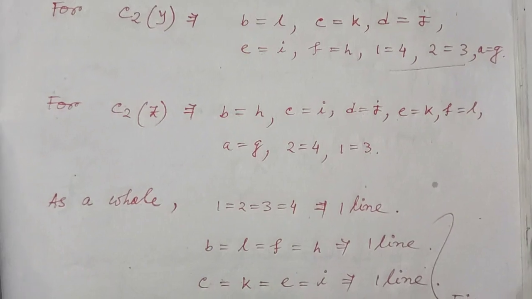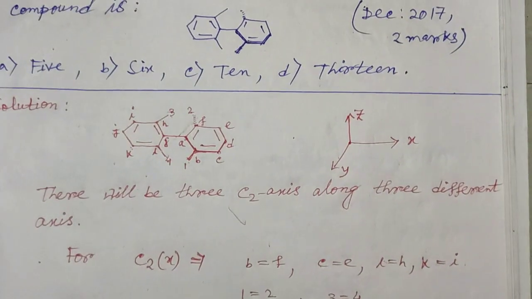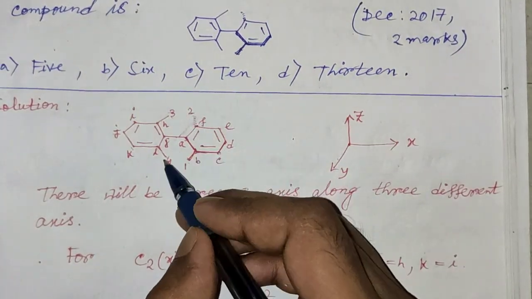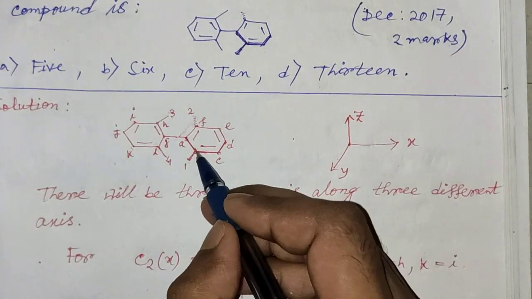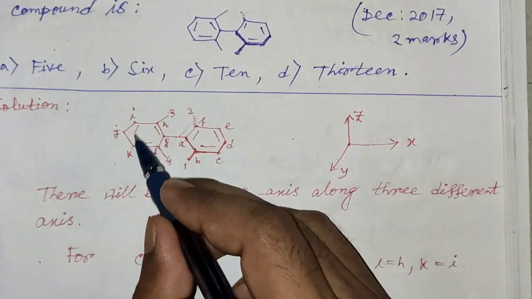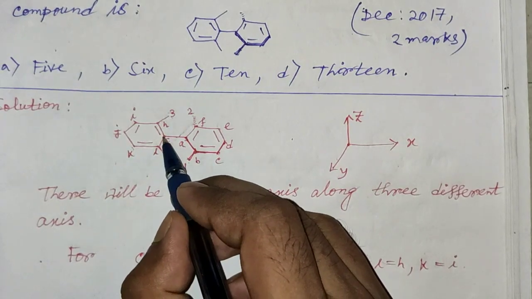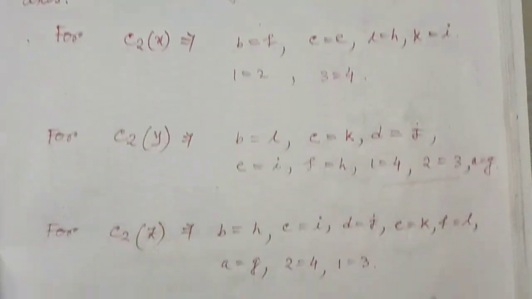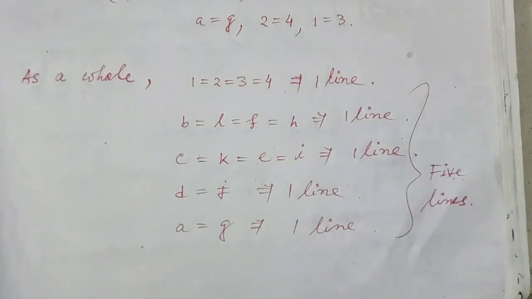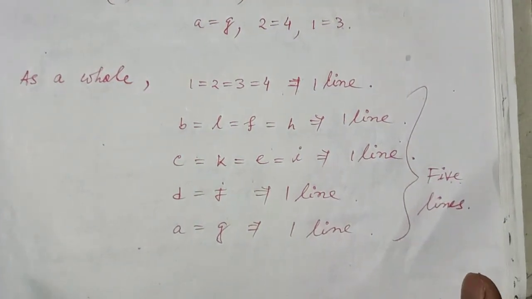So as a whole, we can see that these 4 methyl groups are equivalent, these 4 carbon atoms are equivalent, these 4 carbon atoms are equivalent, these 2 are equivalent, and these 2 are equivalent. So as a whole, there are 5 types of equivalent carbon atoms, so there will be 5 lines.